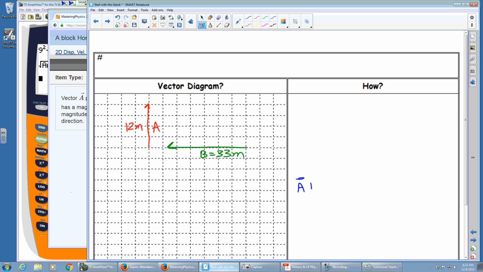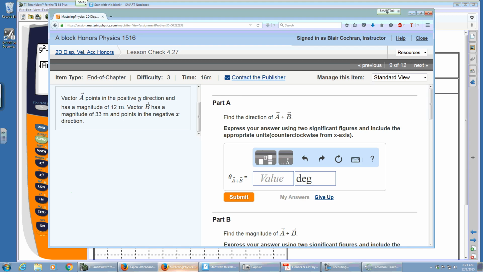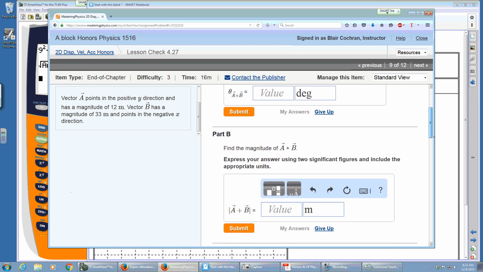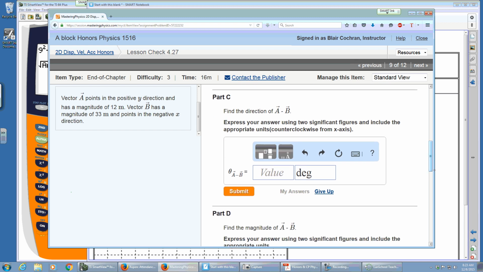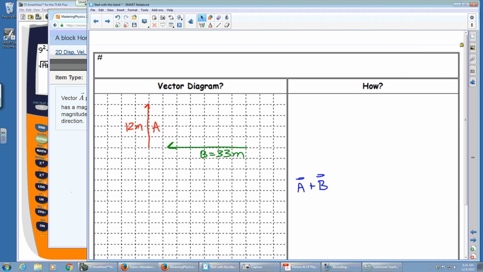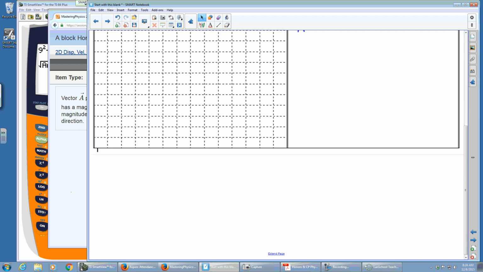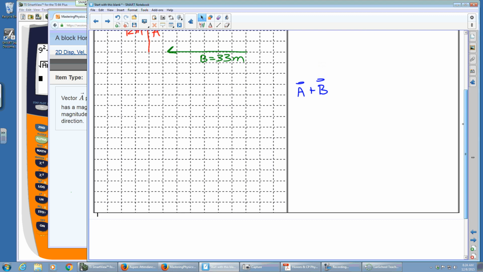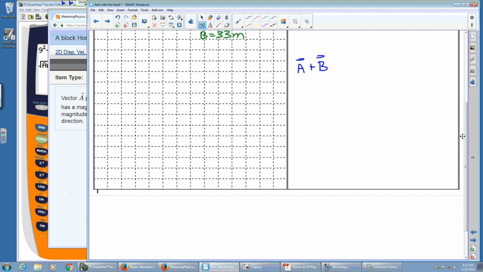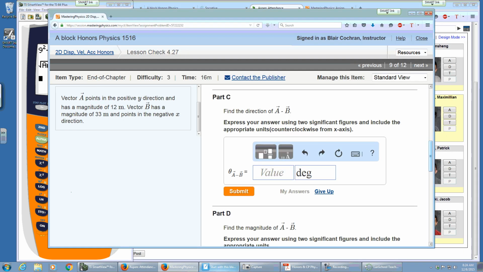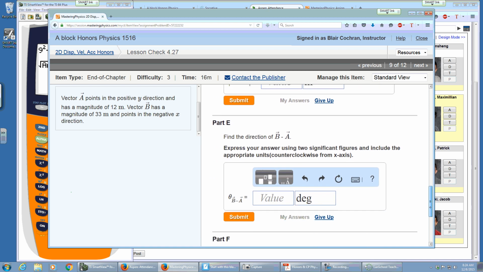So the first one they want is A plus B. We're going to list all these out so that I have them. They want A plus B, A plus B, A minus B. So let's scroll down a little bit. Extend the page even. And here we'll do A minus B. Then they want B minus A.